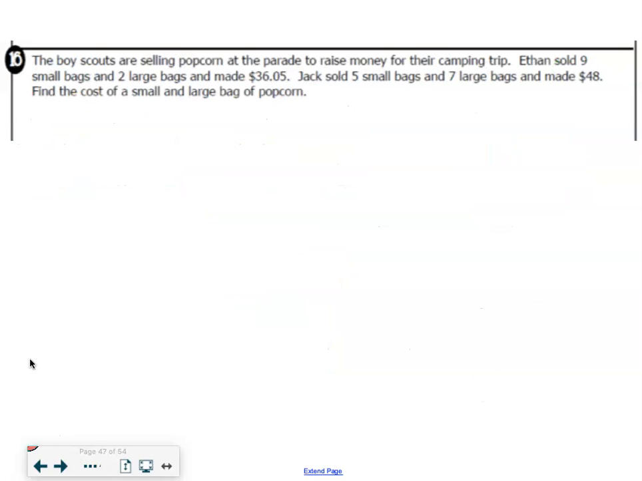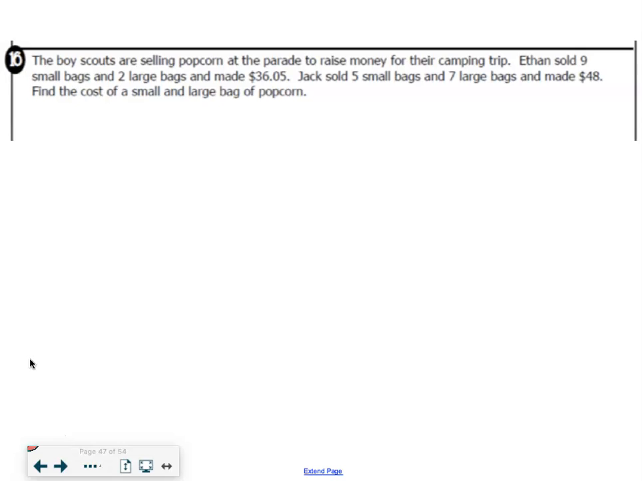Okay, let's check out 16. It says the Boy Scouts are selling popcorn at the parade to raise money for their camping trip. Ethan sold 9 small bags and 2 large bags and made $36.05. Jack sold 5 small bags and 7 large bags and made $48. Find the cost of a small and a large bag of popcorn.